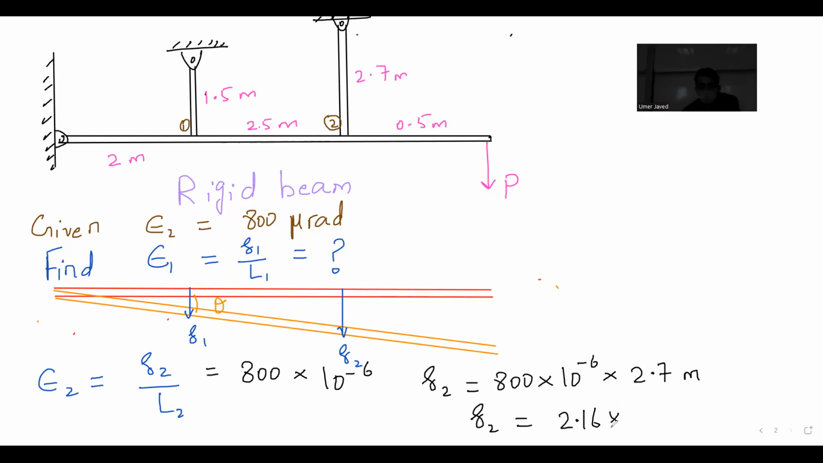We have a chat. You can always unmute the mic and answer, by the way. No worries. 2.16 into 10 power minus 3. Okay, got it. Thank you. Okay, anyone who wants to suggest now, how should we proceed?